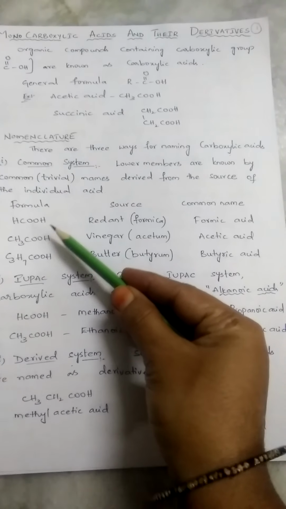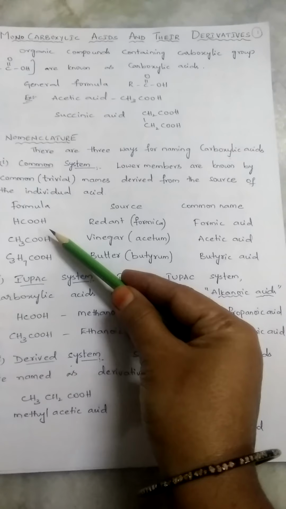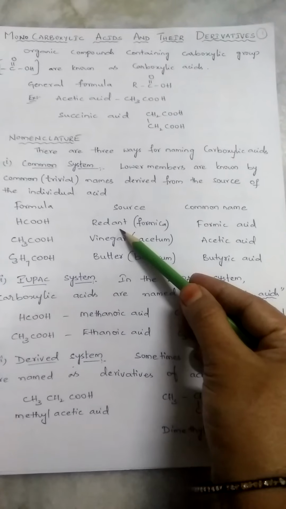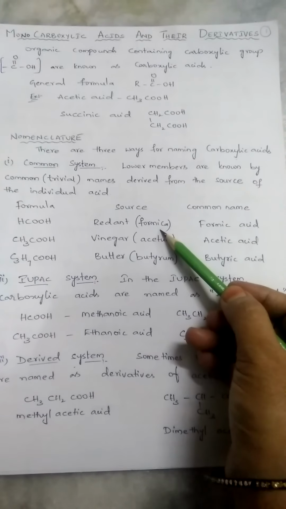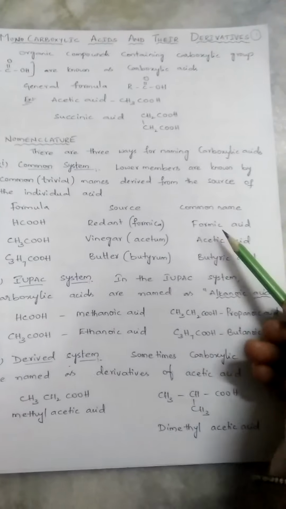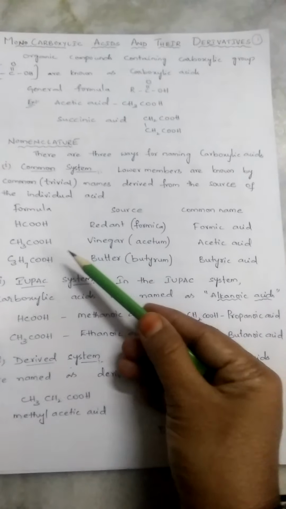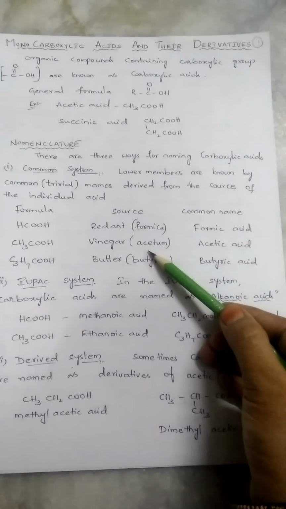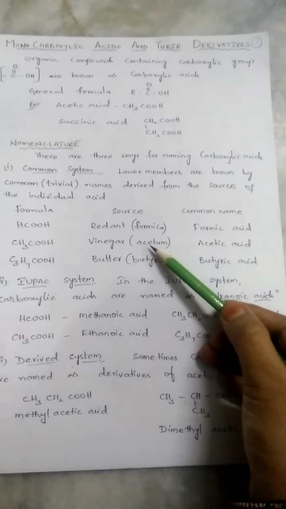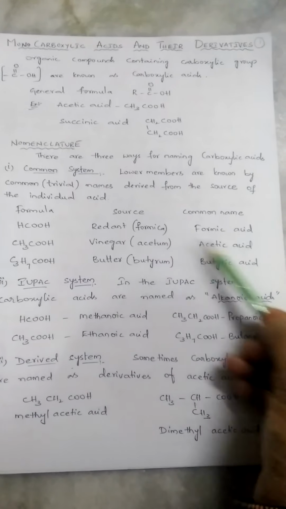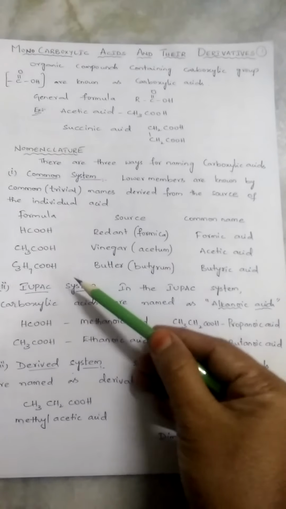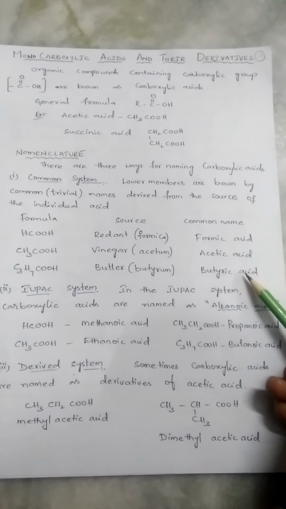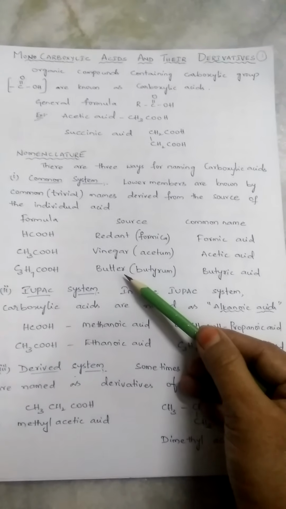Here, if you see this formula HCOOH, its common name is formic acid. Why? Because it is available from red ant. In the Latin name we call it formica, so that's why its name is formic acid. Similarly, CH3COOH is acetic acid, which is available from vinegar, a very famous one. And next one is C3H7COOH. Its common name is butyric acid because it is available from butter.